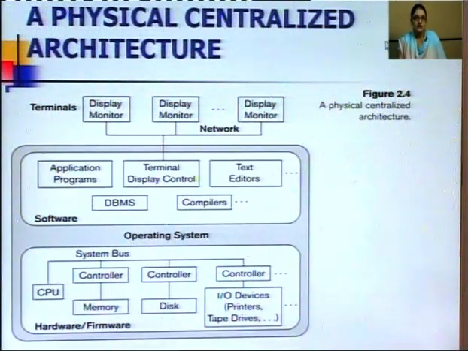This is the physical centralized architecture, having terminals which interact with the software or hardware through a network. These are the different display monitors which interact with hardware, software, and operating systems with the help of the network.